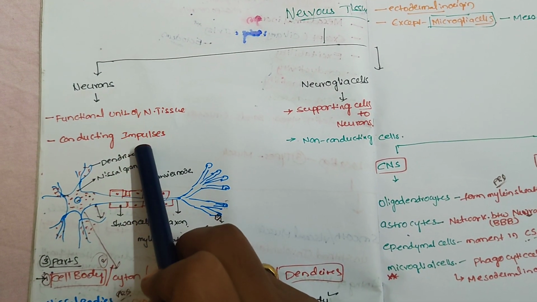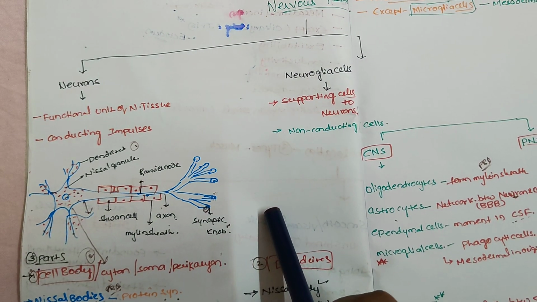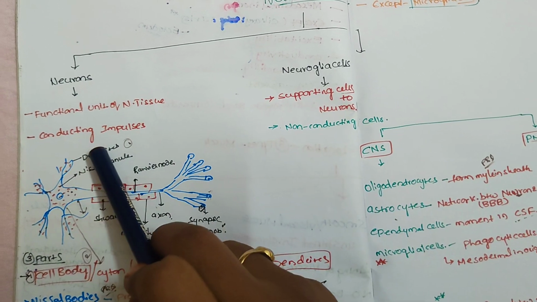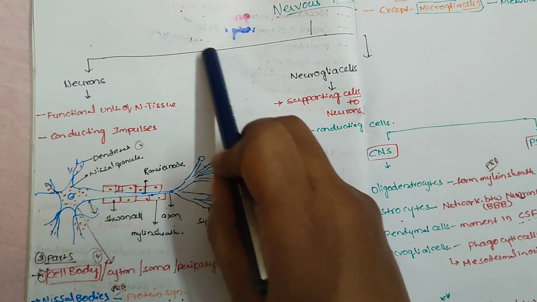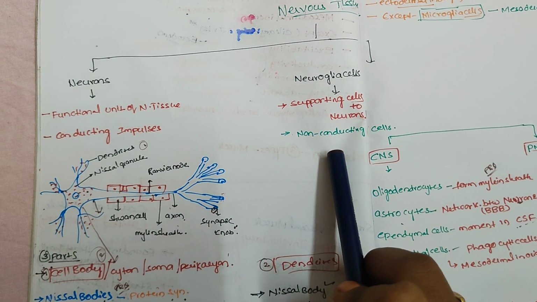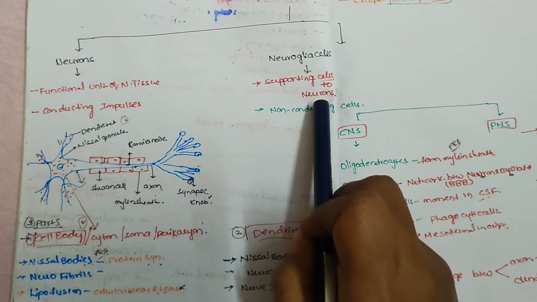Neurons are conducting cells. They send impulses from one neuron to another neuron. But neuroglial cells are supporting cells to neurons. They create the environment for the neurons. These are non-conducting cells, which is why they are called supporting cells to the neuron.